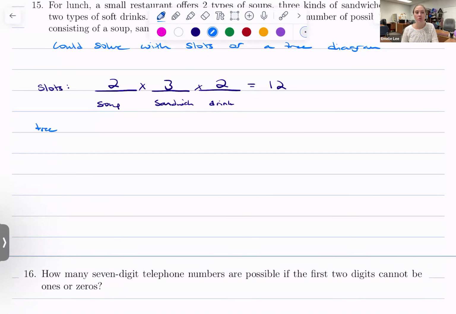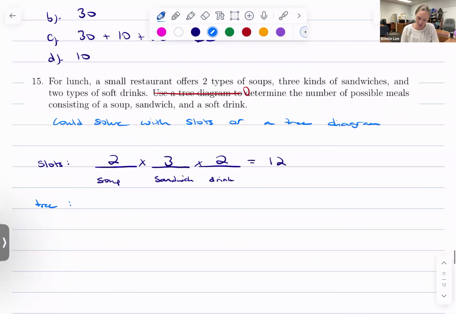Just want to show you what the tree would look like. Totally optional. As long as you do one of these, right? The question is only asking for you to determine the number of possible meals, right? The number of possible meals is 12. So 12 possible meals, I guess, if we're being proper.